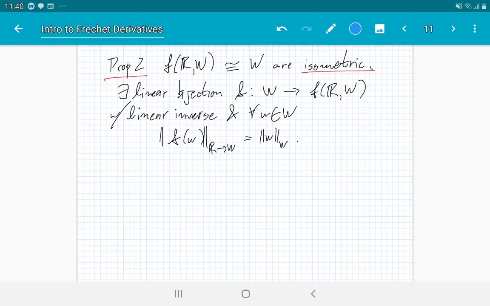I'm going to prove to you that there is a linear bijection between W and L(R, W). It's a linear bijection with linear inverse that preserves norms. And so this means that these normed vector spaces are essentially the same, because I can make their elements correspond in a way that preserves norms and preserves all the linear structure, the structure of products by scalars, sums, differences, whatever.